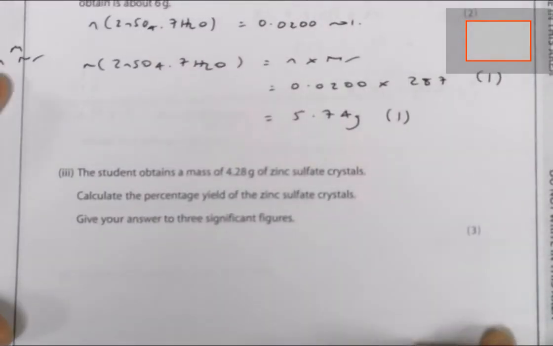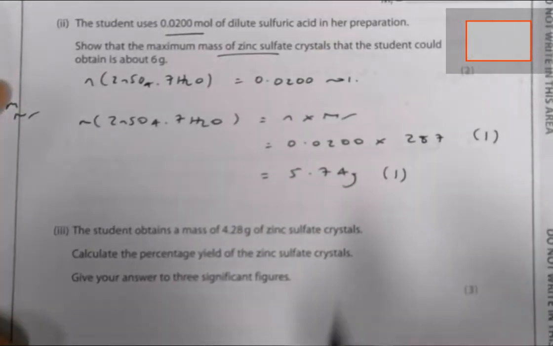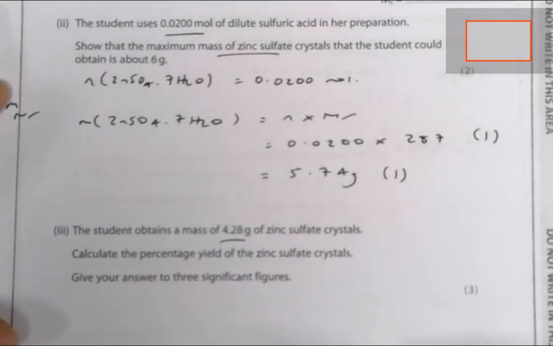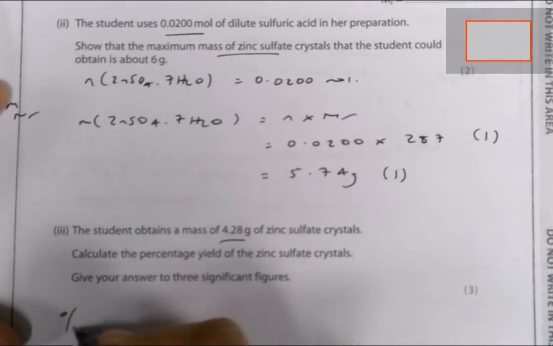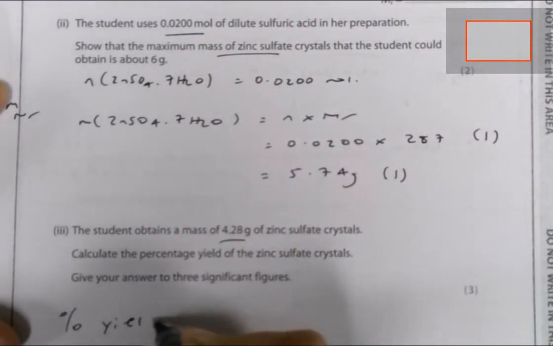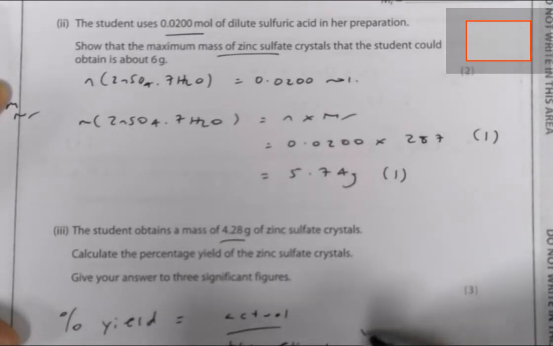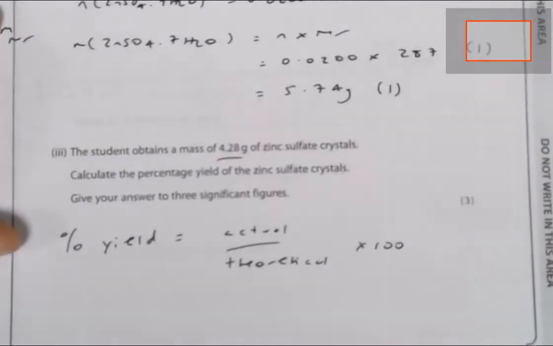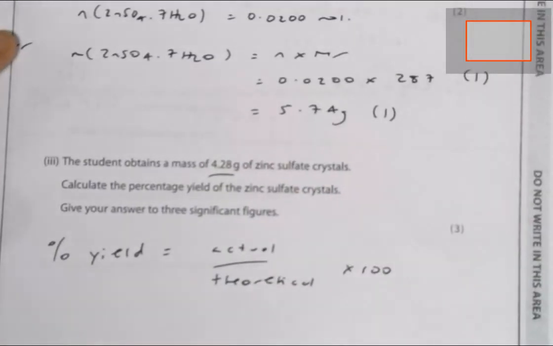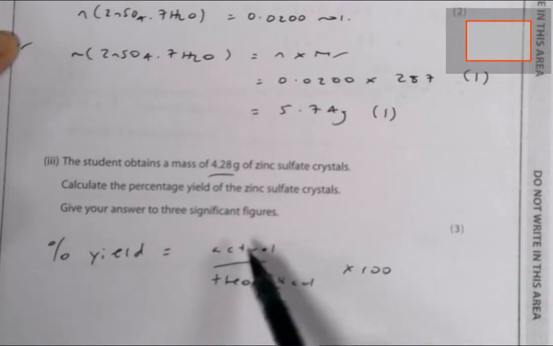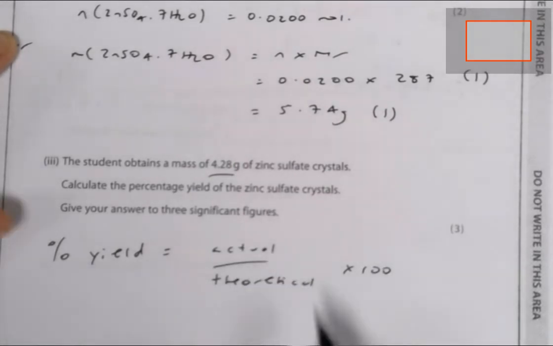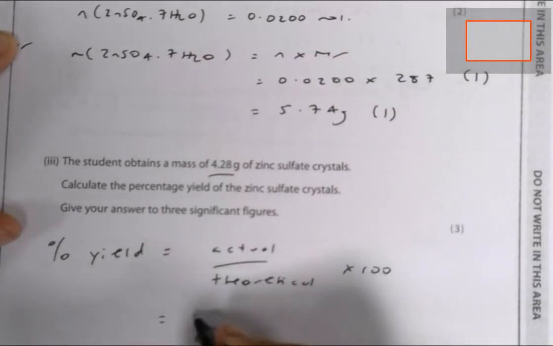Now, percentage yield often comes up. So the student actually only gets 4.28 grams of zinc sulfate crystals. So percentage yield is the actual yield over the theoretical times 100. So imagine you were doing a test and I said, what was your percentage mark on that? You would do your actual mark divided by theoretically the maximum mark you could get and times that by 100.